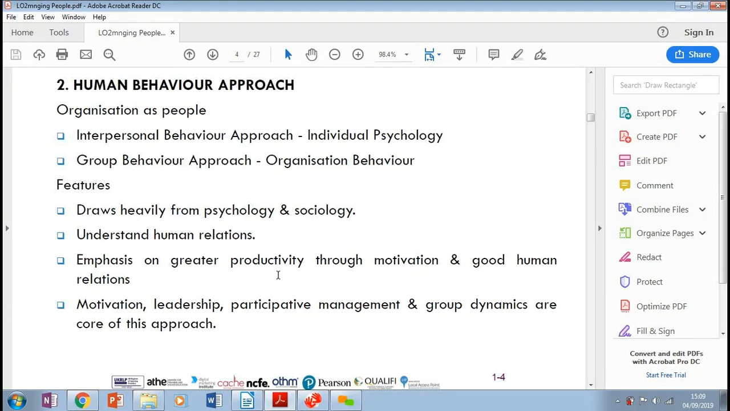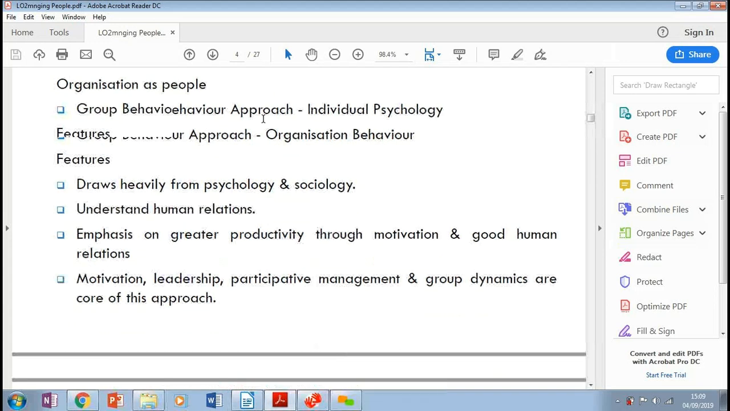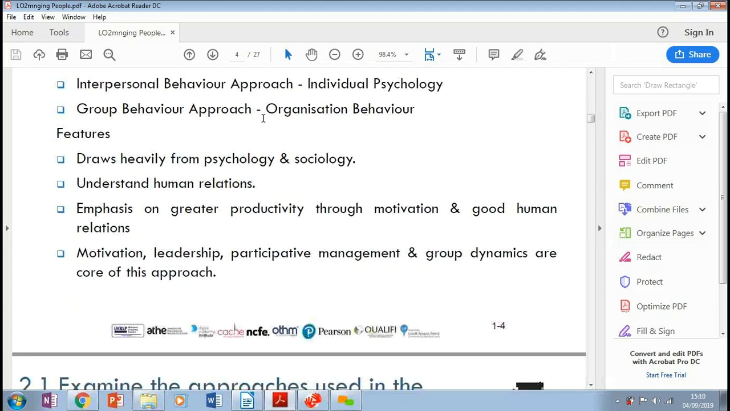So it's all about greater productivity, motivation, and good human relations. This is the human relations approach. We've said enough about this. The buzzwords you're going to hear time and time again are motivation, different kinds of leadership. Do you remember McGregor, X and Y?